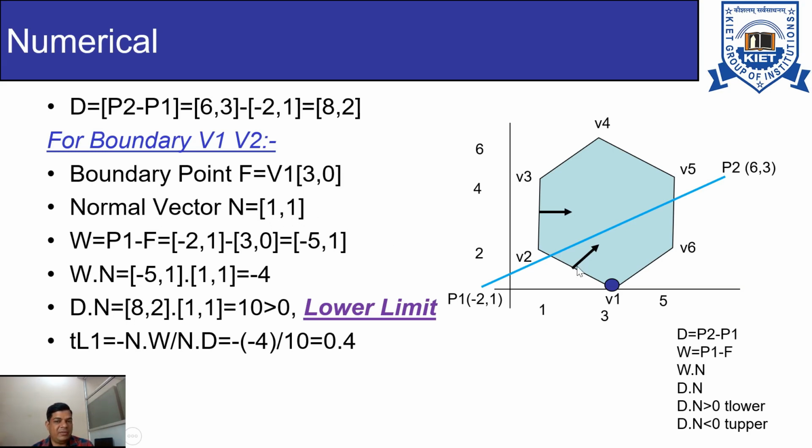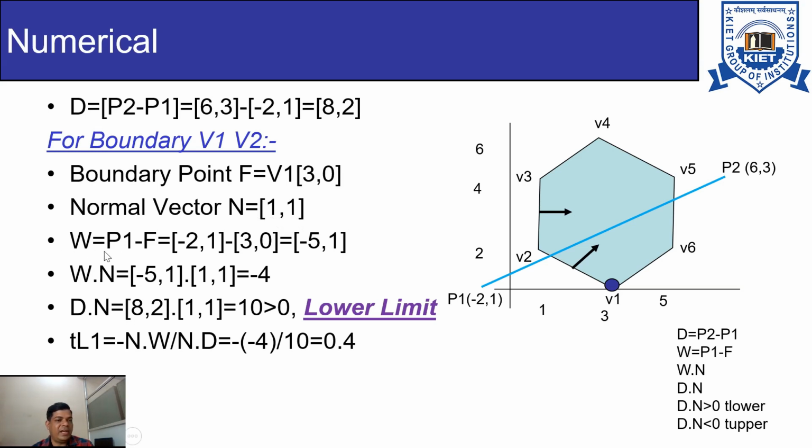Here you can see that as we move in this direction, the value of x is increasing as well as the value of y is increasing. So the normal is defined as n = (1, 1). If the value of x is not changing and the value of y is increasing, then it can be defined as n = (0, 1). In this way we can define the normal vector.